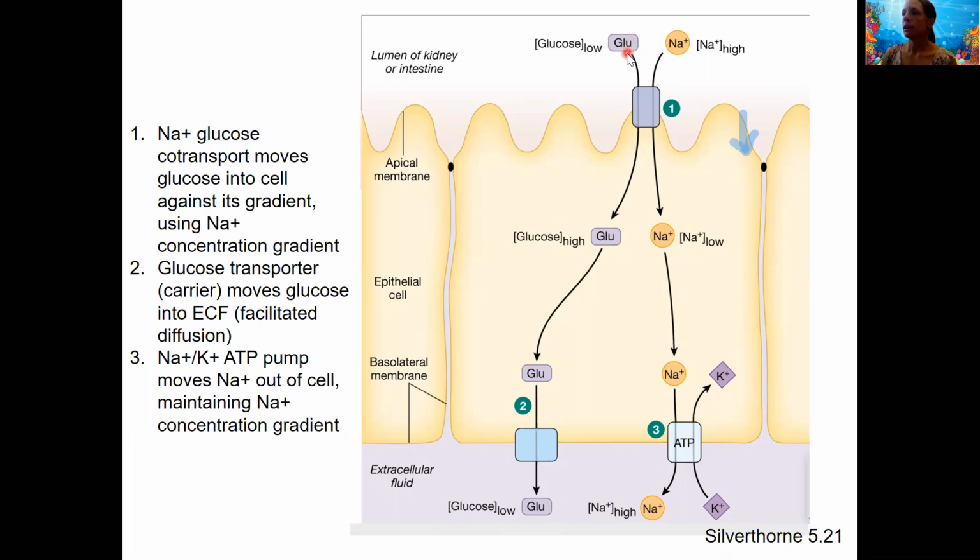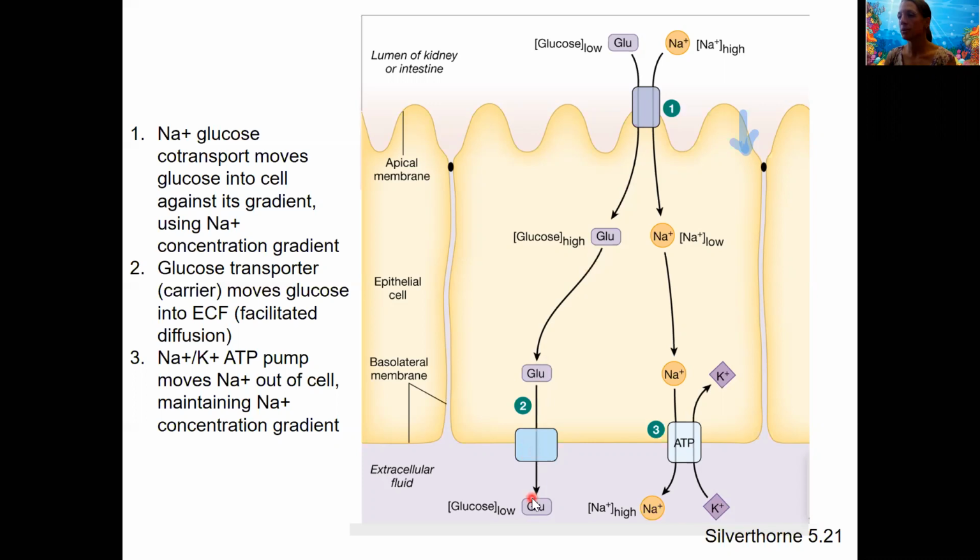What needs to happen is glucose and sodium need to be able to move inside the cell together. Glucose can't move in without sodium's help. So that's step one here: co-transport using that sodium gradient. Glucose can then move by facilitated diffusion. That's just the glucose carrier, because here we're going from high to low.